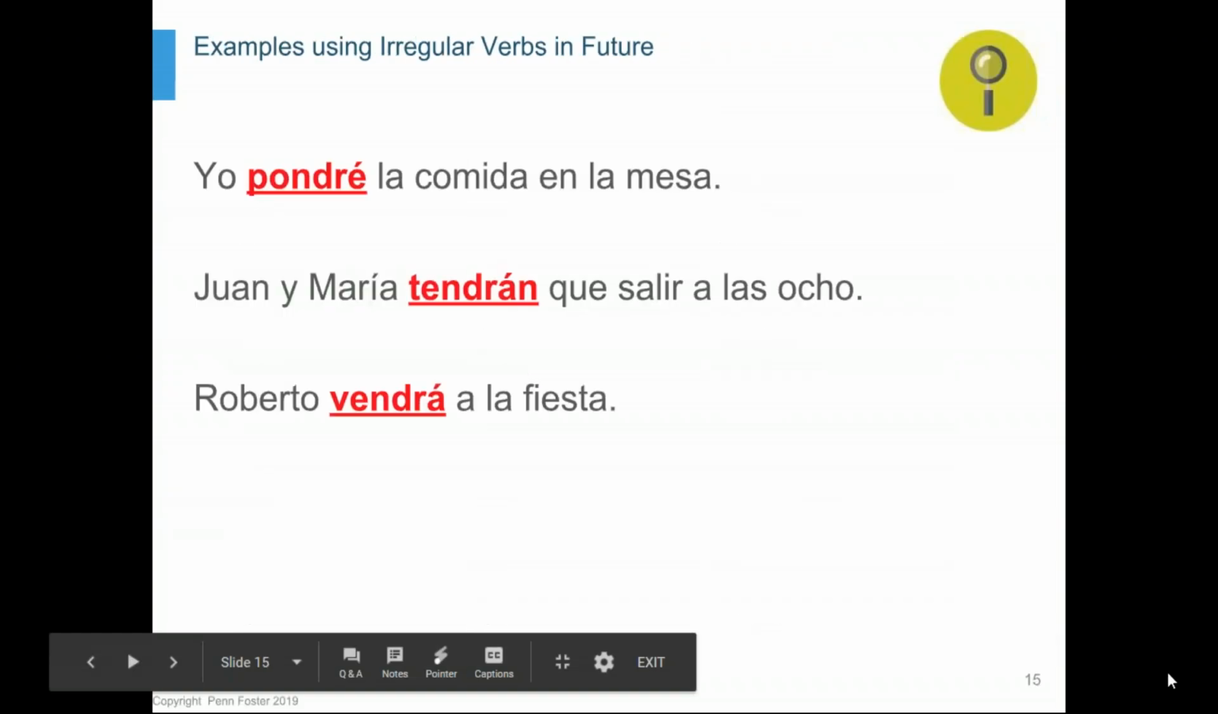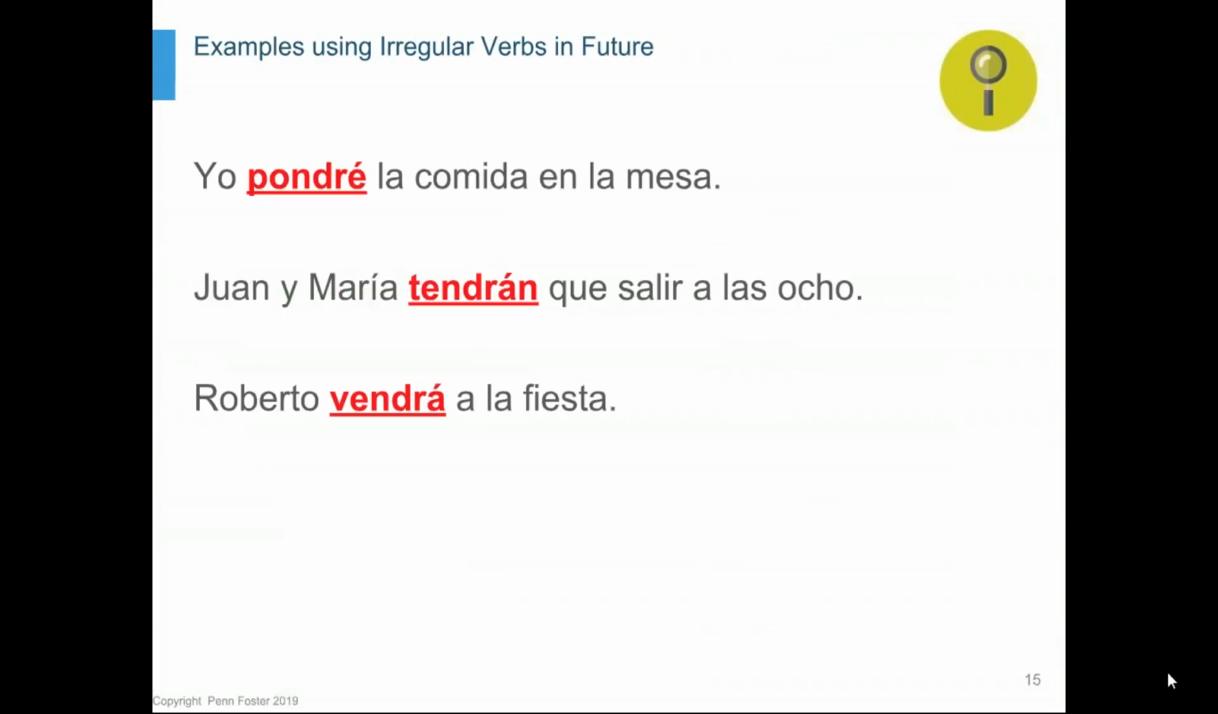Okay, on this slide, just a few examples of irregular verbs in the future tense. Poner, normally the stem is pon, but in this case, for future and conditional, the dr is added to that. So the sentence at the top says, I will put the food or the meal on the table.